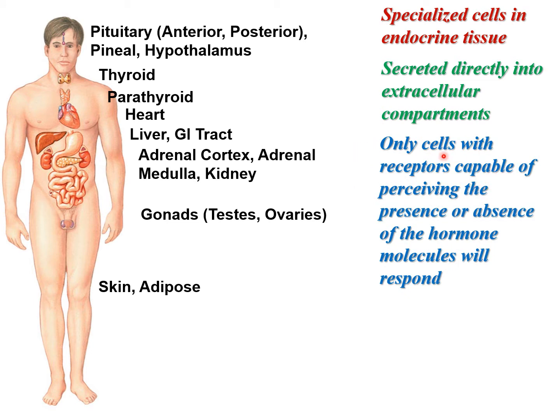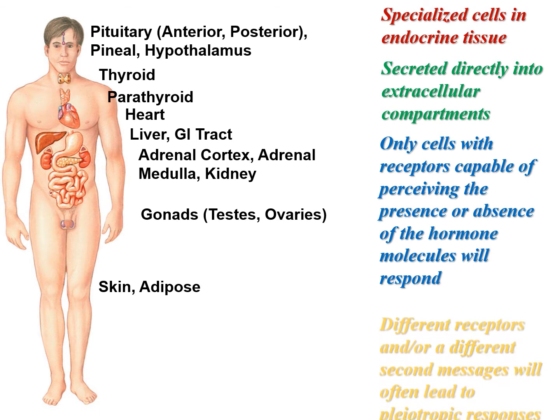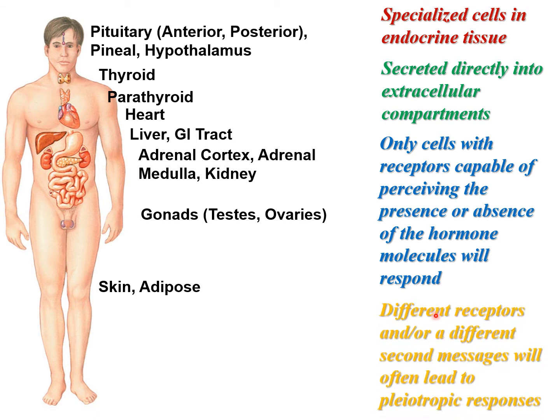Again, only the cells with receptors are capable of responding. But if the tissue has a different receptor for that molecule or a different second messenger pathway present in the cell, not all pathways are present all at once. So if it has a different receptor and/or a different second messenger system, it will lead to that phenomenon that we've talked about called pleiotropic responses. That is to say, different responses in different tissues to the same signal.